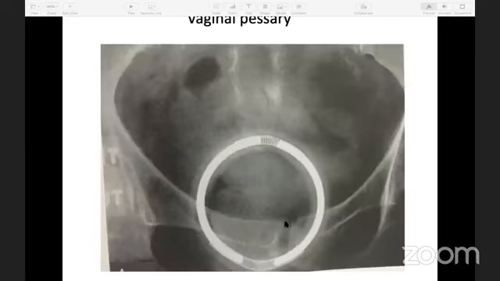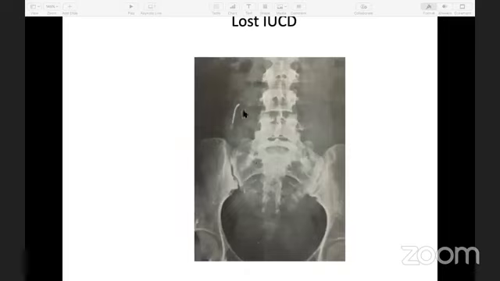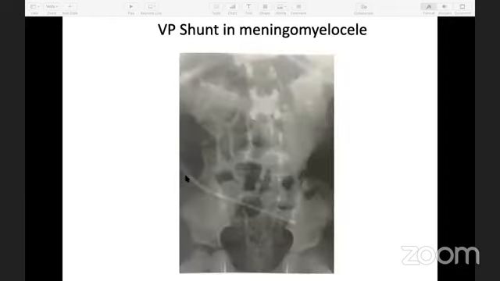This is how a pessary looks in a case of prolapsed uterus. Ovarian dermoid with teeth. Lost IUCD wandering in peritoneal cavity. This is how a tantalum mesh looks in X-ray. VP shunt in a patient with meningomyelocele and hydrocephalus.